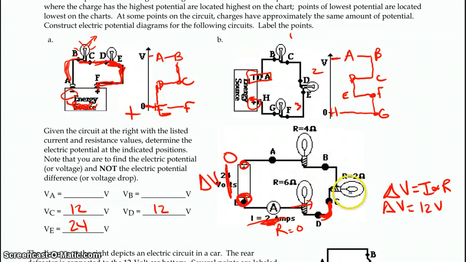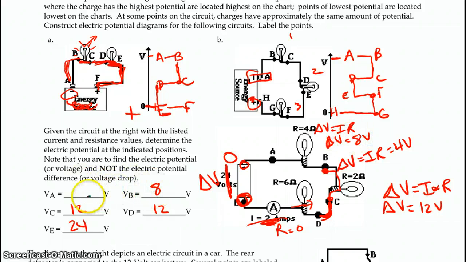There's only one path. So the delta V at this particular light bulb is again going to be I times R, but we're going to use the resistance of that light bulb. So it's 2 times 2, that's 4 volts. And again, we're losing the potential. So by the time we get to point B, we started out here with 12. We've lost 4 in the transition across this light bulb, so that means we're down to 8 volts of potential. Now in this one, again, delta V is I times R, and we have 2 times 4, and that's going to be a delta V of 8 volts.